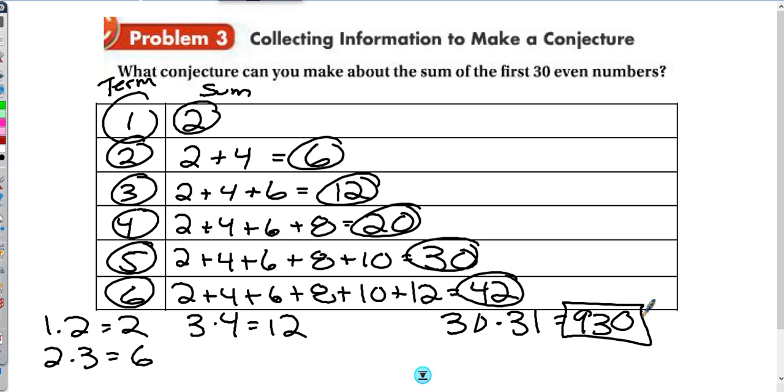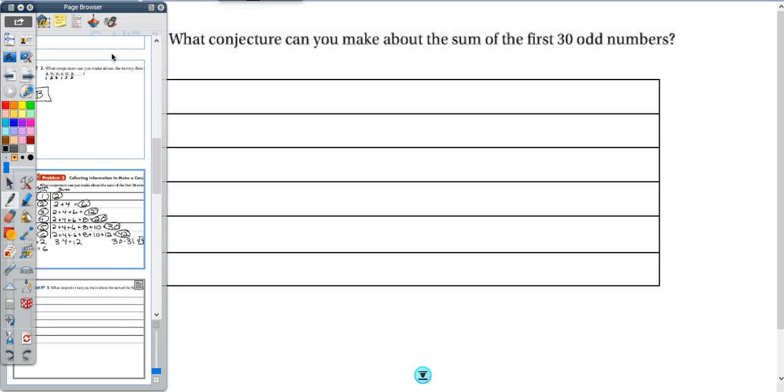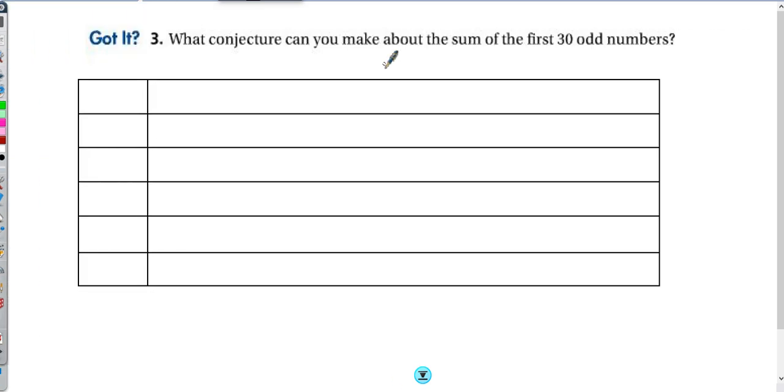You're going to do the exact same thing on the next one. Look at your next one on your notes and do the exact same thing for that. Whatever it's asking you, that's what you're going to do. It says first 30 odd numbers, so you're doing the same thing. These should be terms 1, 2, 3, 4, and odd numbers 3, 4, 5, 6. You're going to start with 1, so you have 1, 1 and 3, 1, 3 and 5, 1, 3, 5 and 7. Work on that and then we'll go over it.